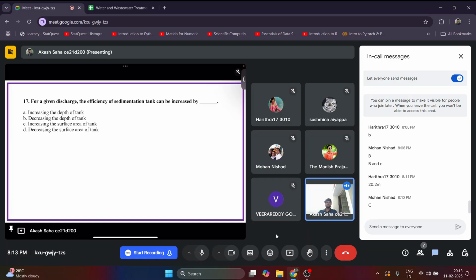Can you explain how increasing the surface area will increase the efficiency? You can unmute and tell me if you want. There is no compulsion. Or anyone else would like to try? Yeah. Only guess, not clear. Yeah, tell whatever it is you are guessing. Okay, so overflow reduces definitely. So what will happen if your overflow reduces? Your surface overflow reduces. So how is it increasing the efficiency? Just think in terms of that.